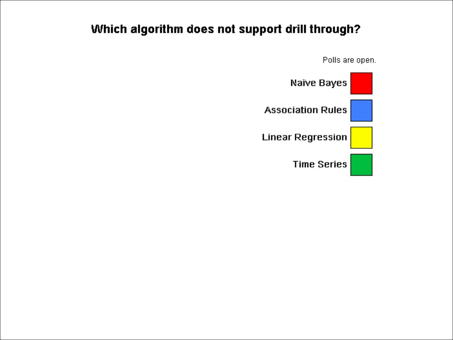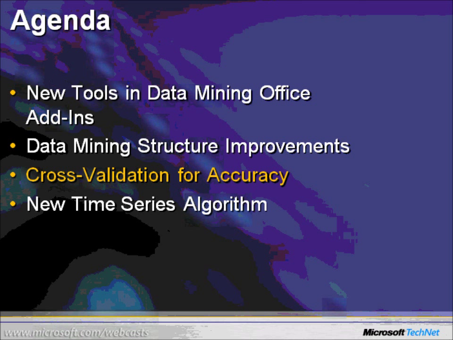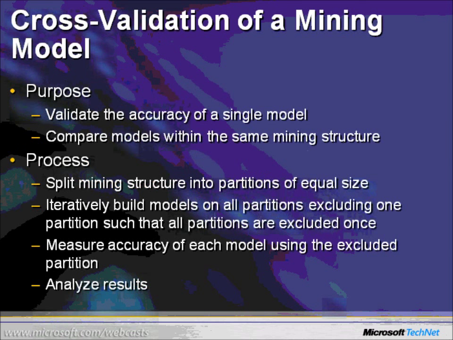Okay, yeah. So as you can see the poll question here, each filtered data set in a mining model uses a different training and testing data. So what do we think it is? Do we know? And which algorithm does not support drill through? Okay, good. So indeed, those answers were correct.